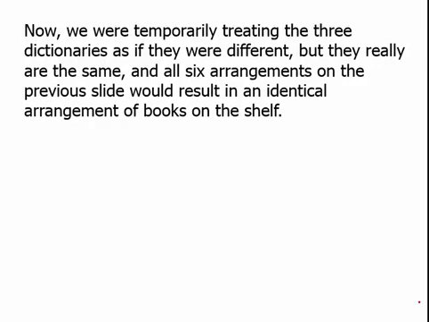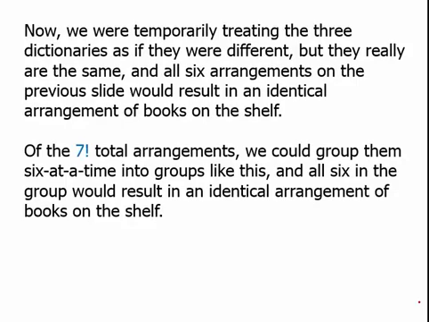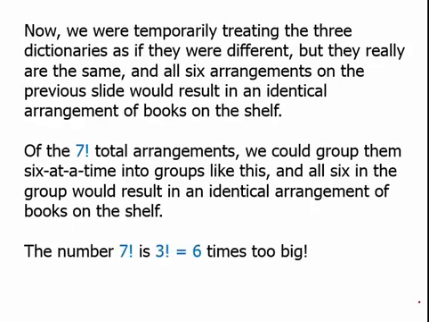Now we were temporarily treating the 3 dictionaries as if they were different, but really they are the same. And all 6 of those arrangements on the previous slide would result in an identical arrangement of the books on the shelf. Of the 7 factorial total arrangements, we could group them 6 at a time into groups like this, and all 6 in the group would result in identical arrangements of books on the shelf. So as long as the 4 novels are in the same 4 slots, then it doesn't matter how we swap around the dictionaries, it's going to be the same arrangement on the shelf because the dictionaries are identical.